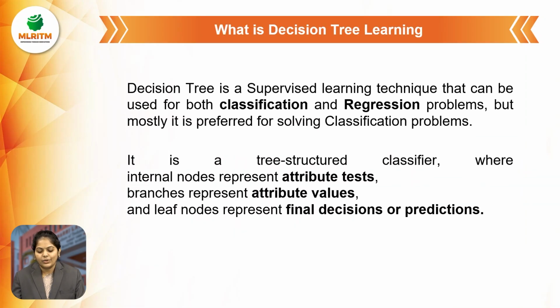Next, the first one will be decision trees. Let's look at the definition. A decision tree is a supervised learning technique that can be used for both classification and regression problems, but it is mostly preferred for solving classification problems. It is a tree-like structure where internal nodes represent the attributes, the branches represent the attribute values, and the leaves represent the final decision or the predictions.